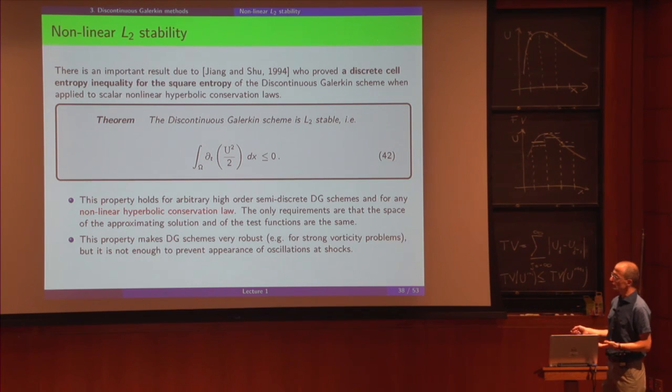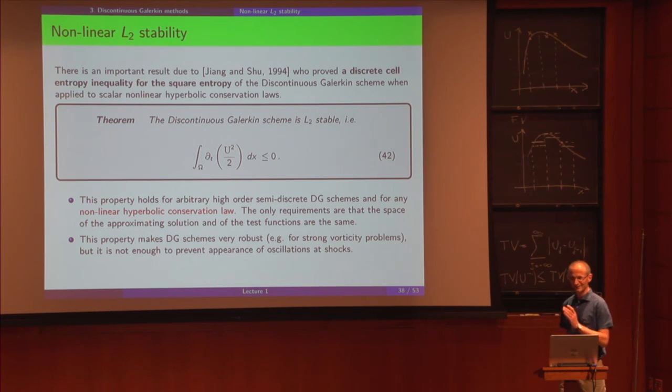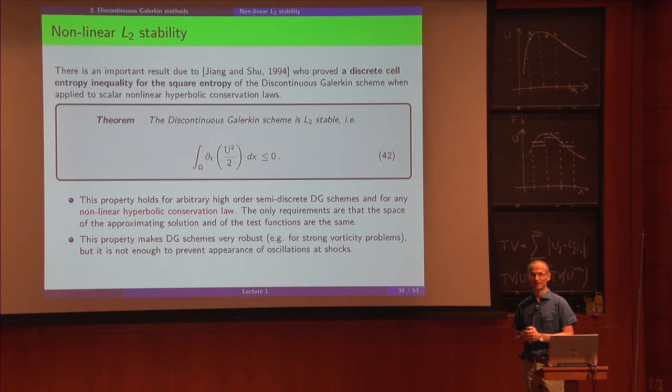Unfortunately, this L2 stability is not enough to prevent oscillations at shocks. As we said, discontinuous Galerkin methods, according to Godunov's theorem, are linear schemes, so they will oscillate at discontinuities. And they are not L infinity stable, which is the property that should be imposed to have stability even at shocks, no? But they are L2 stable.